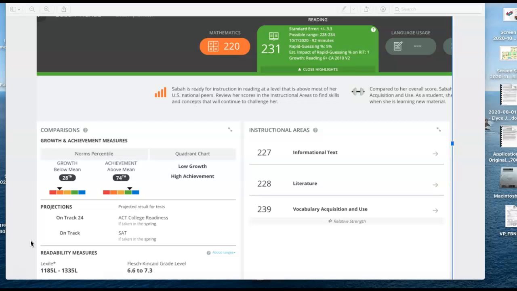Lastly, the very last thing that we'll probably discuss in terms of your MAP test is how you scored according to Lexile and grade level in terms of reading. So this person scored a 1,185L to 1,335L, and that translates to a reading level or Flesch-Kincaid grade level, 6.6 to 7.3.